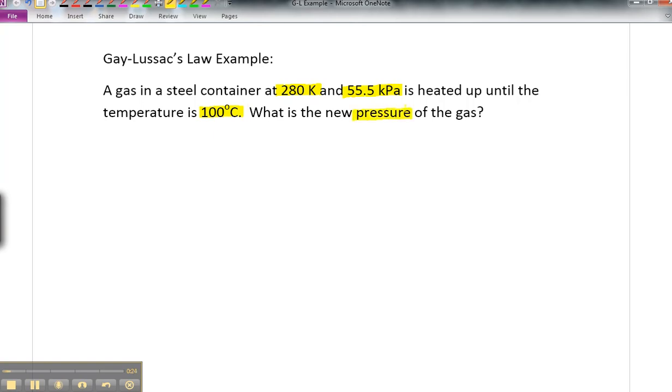So if you take a look at it, 280 kelvins, that is a temperature, and 55.5 kPa is a pressure, and since it says "at" and, those two go together. So what we're left with is another temperature and pressure: 100 degrees Celsius is a temperature, and pressure is what we're looking for. So those two are going to go together.